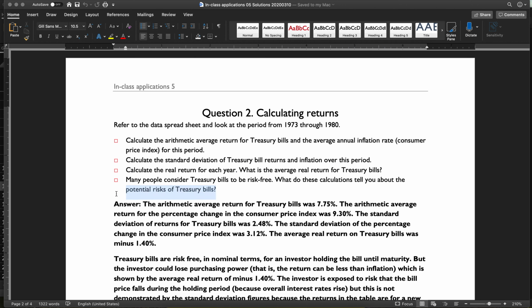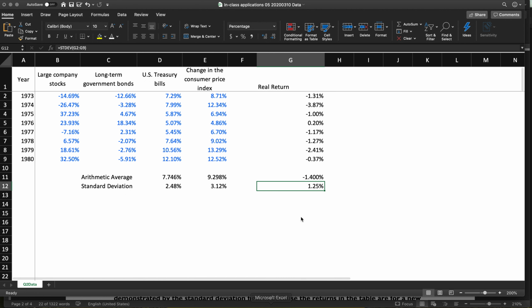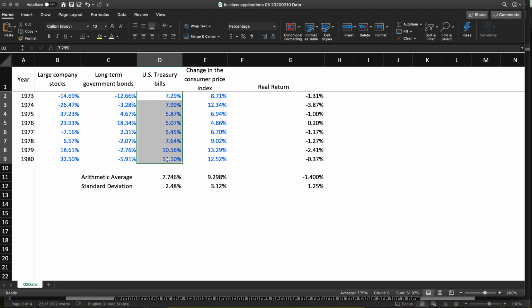And the last thing is, most people consider Treasury bills to be risk-free. What do these calculations tell us about the potential risks of Treasury bills? Well, if we go back here, the calculations say the T-bill is risk-free in the sense that if I give the government $100 in 1979, I'm almost certainly going to get back 110 and 56 cents.